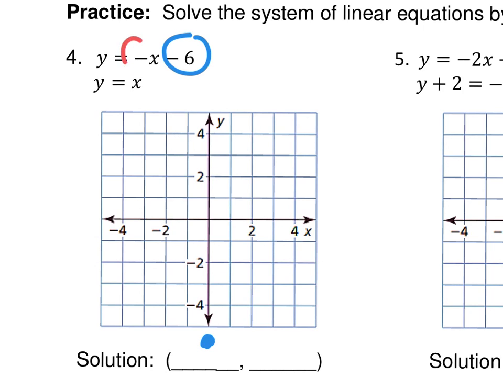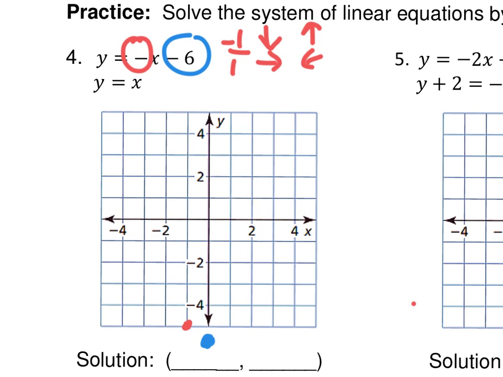My slope is the number in front of x, which is -1. To make that into a fraction, I'm going to put it over 1. So I need to go down and right, or I need to go up and left. So I'm just graphing lines, which we've already done before. I cannot go down and right from where I am, but I can go up and left.